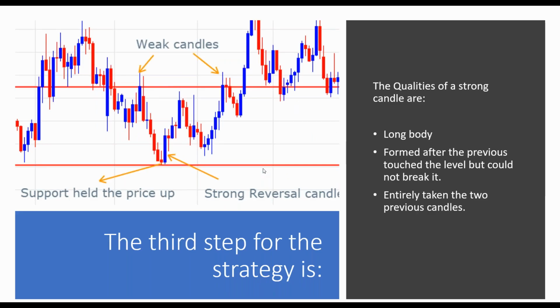So the qualities of a strong candle are a long body, formed after the previous candle touched the level but could not break it, and that entirely covers the two previous candles. Now, this doesn't happen often. What we're trying to do is eliminate possibilities till we only have rare occurrences where this actually happens, because what we're doing is filtering out probable trades, so we're only left with a very strong setup.